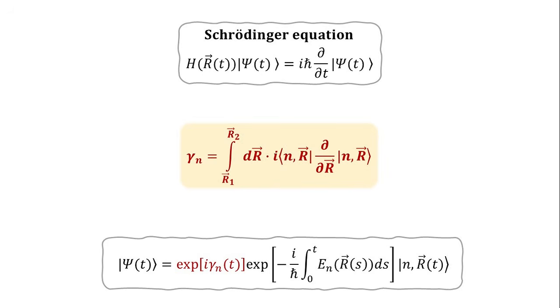This is in stark contrast to the dynamical phase, which is proportional to time. The Berry phase is indifferent to how quickly or slowly the path is traversed. Therefore, the Berry phase can be viewed as an integral defined entirely in configuration space, independent of time. For this reason, it is also known as a geometrical phase.